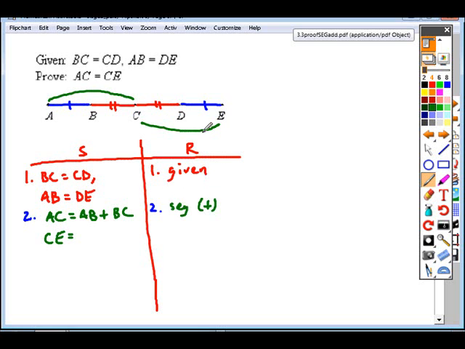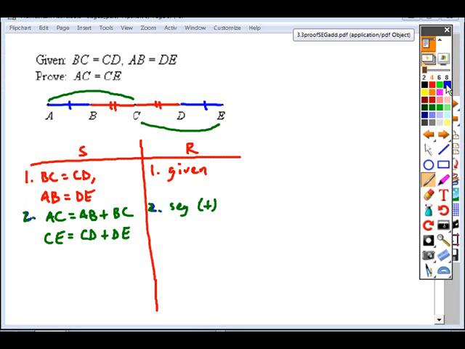At the same time, we can introduce CE using the same idea. It's made up of the parts CD and DE. And that's also segment addition. So we can include these in the same step too. You don't need two different steps for that. You can just leave them in that order. Okay, or both in step 2.